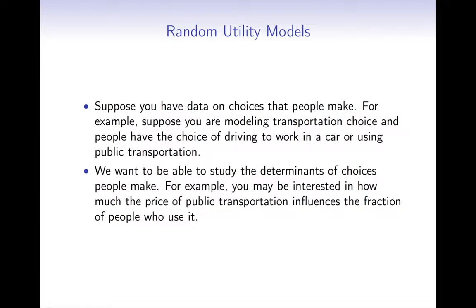Okay, these types of models are called random utility models. So suppose you have some data on the choices that people make. So the data could consist of characteristics of the actual choices, as well as characteristics of the people that are making the choices. For example, if you're modeling transportation choice, and people have the option of driving to work in a car or using public transportation, you may have characteristics of each of the modes.